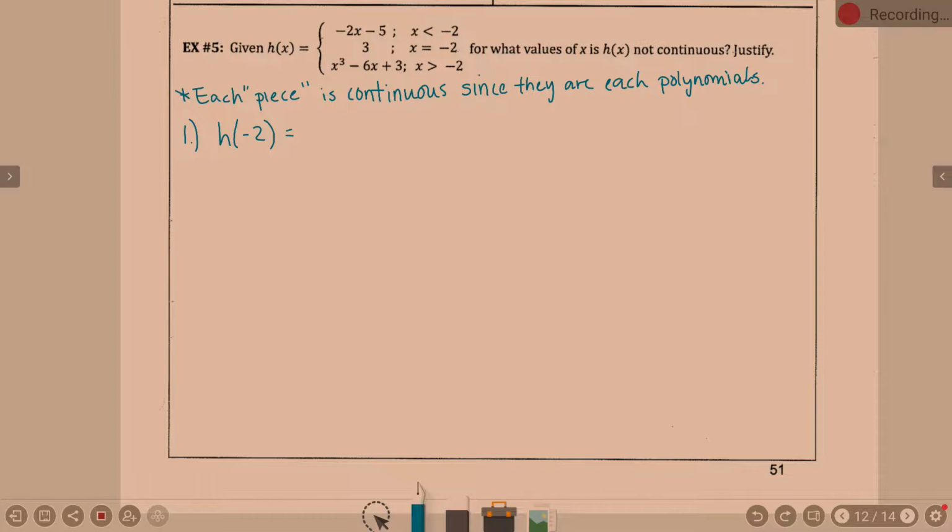What is h of -2? 3, because it's defined to be 3, yes? That is this middle definition right here. So it is 3. Okay? What's the limit as x approaches -2 from the left? So what are we doing there?